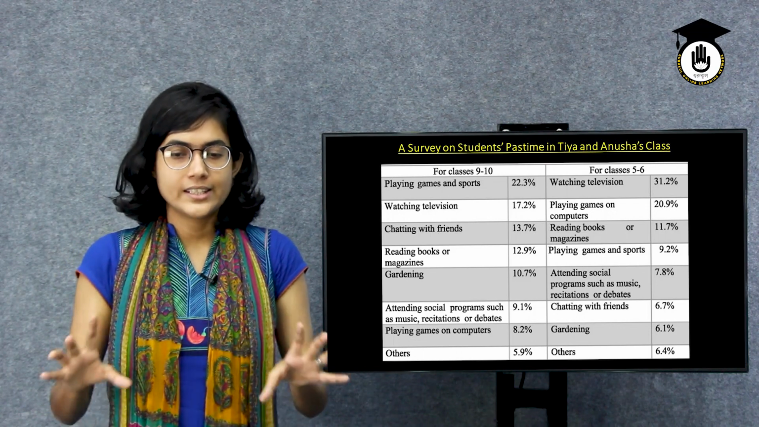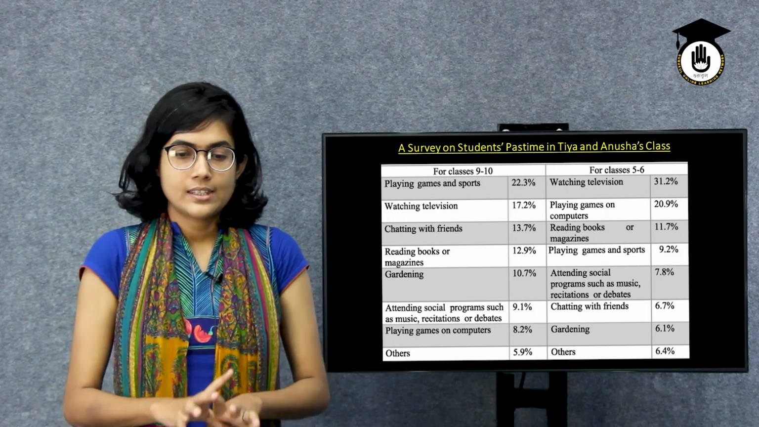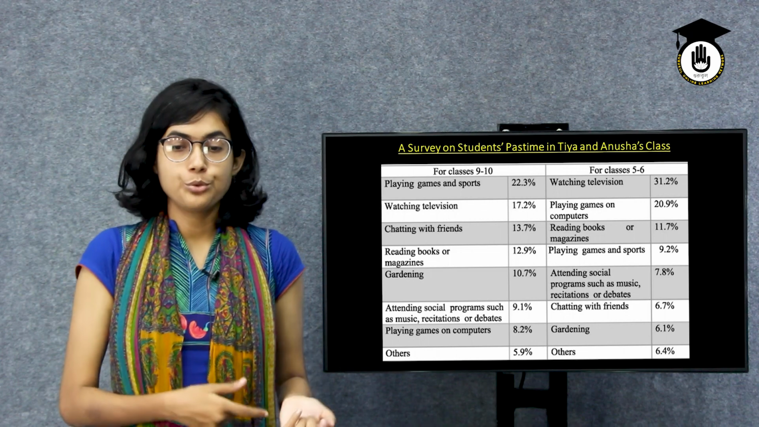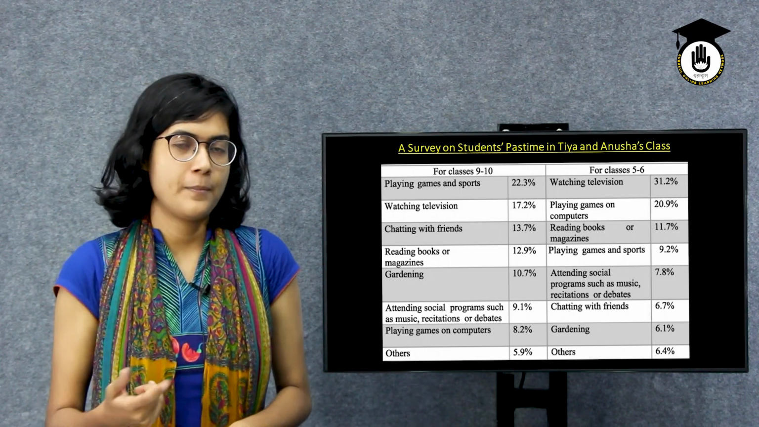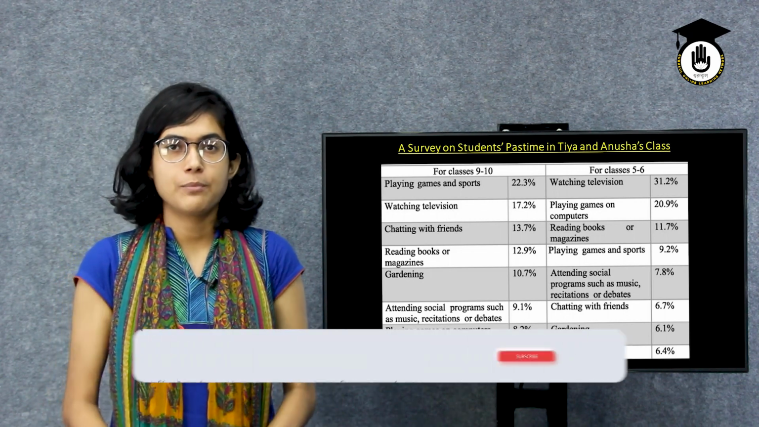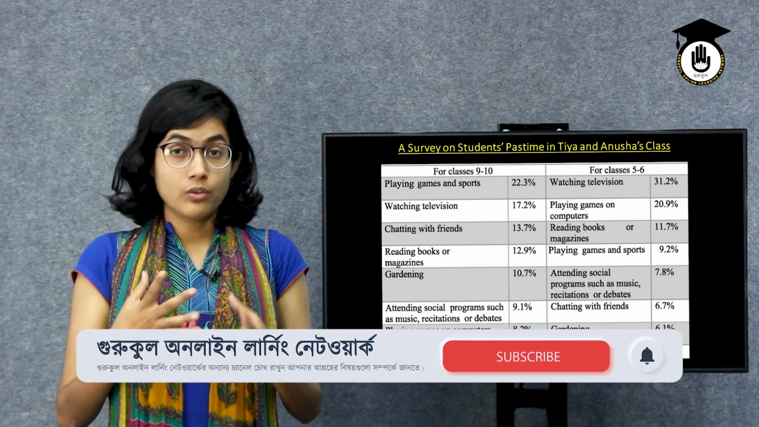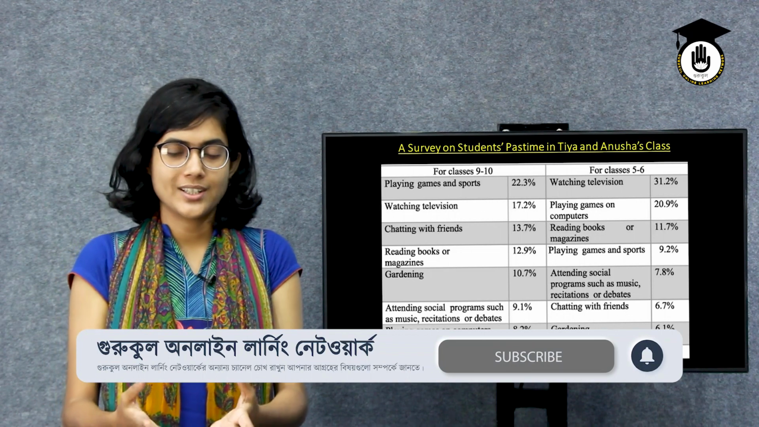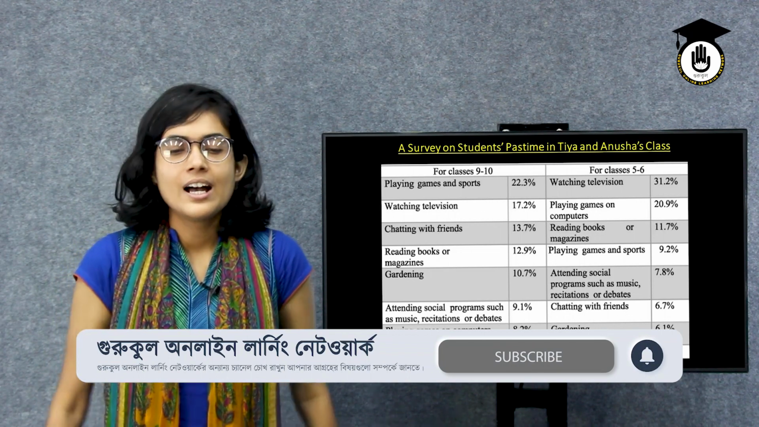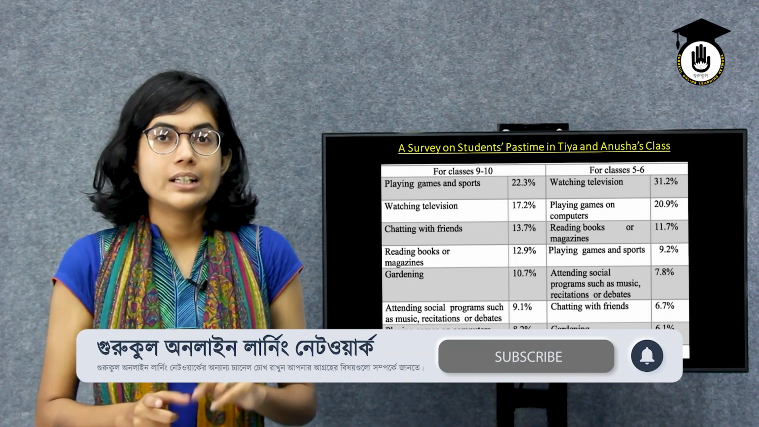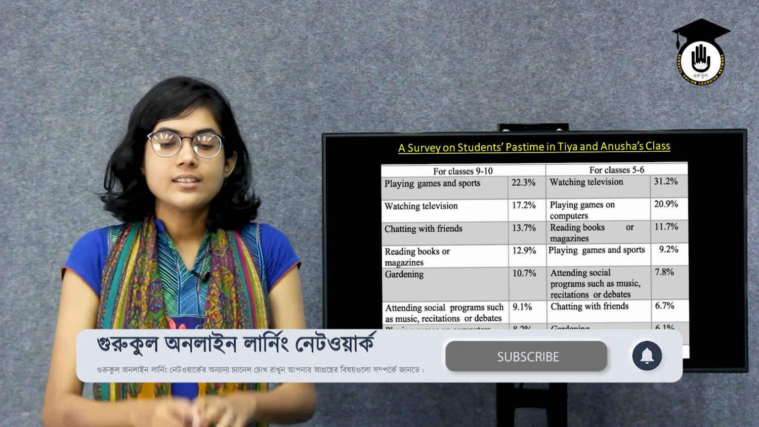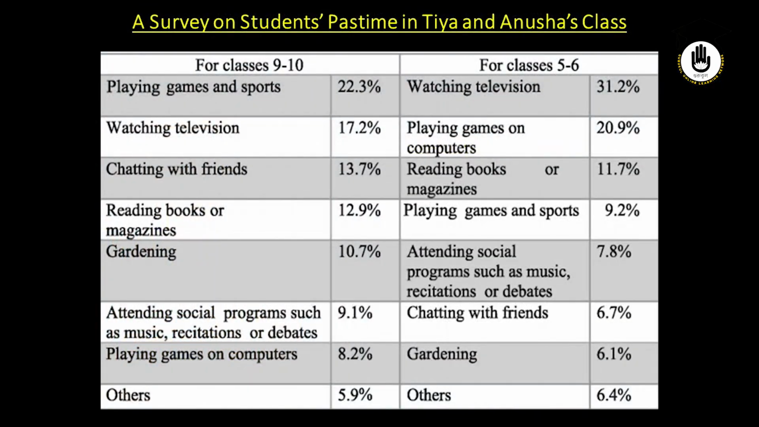See, this is the table, and it's a table which is done by Anusha and Tia. I guess you remember them because we have been learning about them from the very first lesson of Unit 2. They had that conversation about pastimes from where we started our lessons. Remember? So they have just conducted a survey, and this is the table of their survey which is showing the information they have gathered.